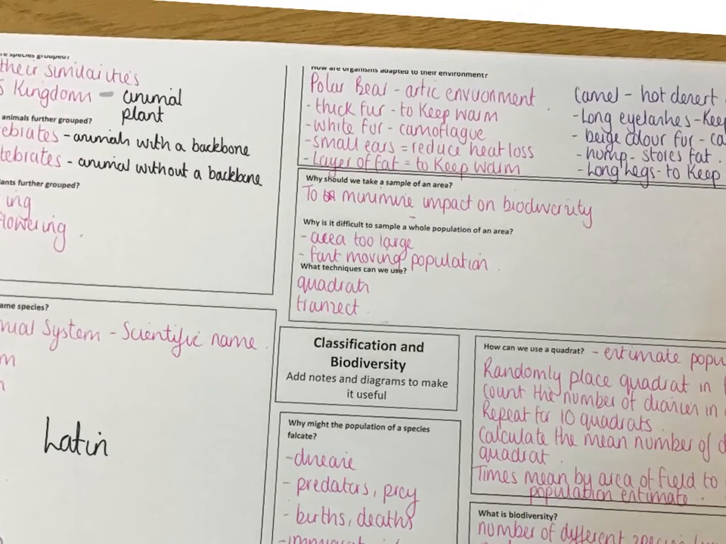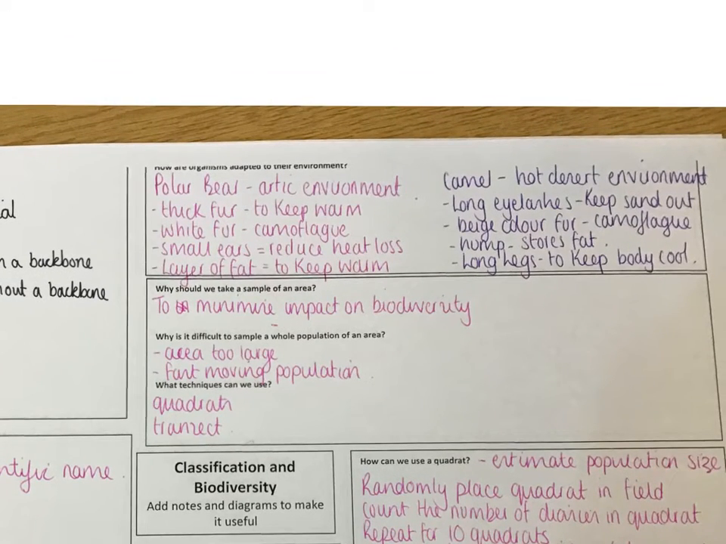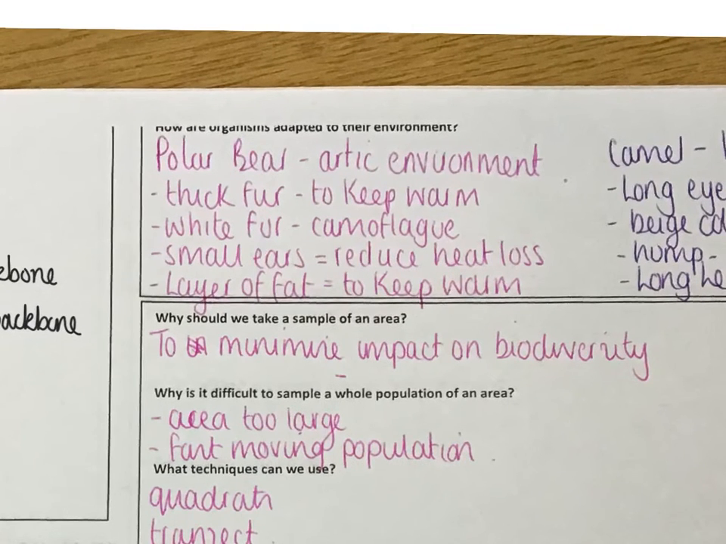So let's go up and look at how organisms are adapted to their environment. I've just chosen 2. I've chosen the polar bear, in the Arctic environment. It's got thick fur to keep warm. We have white fur because it's camouflage in the snow from predators. They also have small ears. Remember, we can't say to keep warm, it's to reduce heat loss, because they are still going to lose heat, but the smaller the ears, the less heat they're going to lose. Then we have the layer of fat, again for insulation or to keep warm.